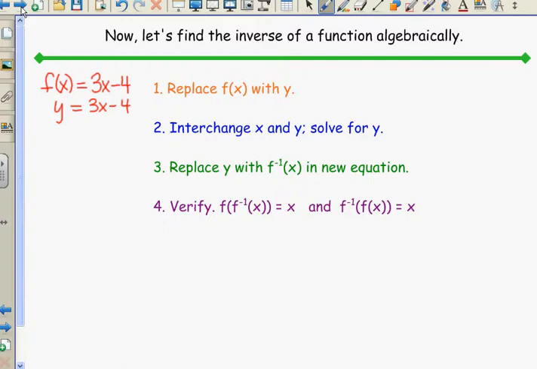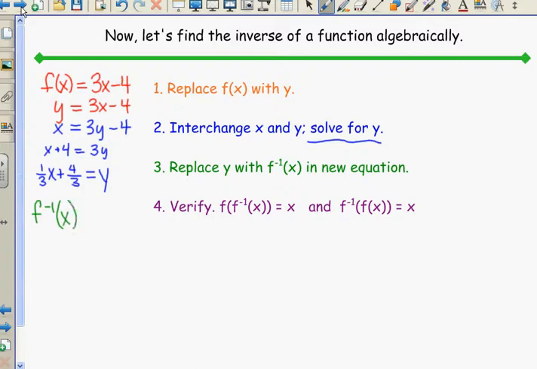So step 2 says interchange. Make the x in the y spot, make the y in the x spot. And then it says solve for y. So I'd add the 4 over. I'd get 3y, solve for y, divide by 3, so I'd have 1/3 x plus 4/3 equals y. And that was our inverse. Step 3 says, okay, go ahead and replace the y back with f inverse of x. And I'm going to write this in order. Normally we write that first. We've got our 1/3 x plus 4/3, right?